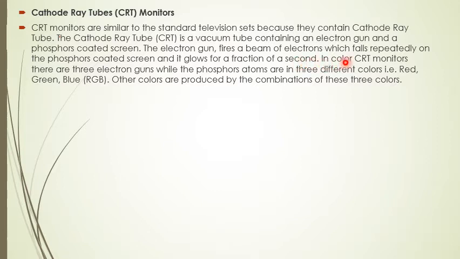In color CRT monitors there are three guns. Which color guns are those? That is red, green and blue, RGB. So all the other colors are produced by the combination of these three colors.